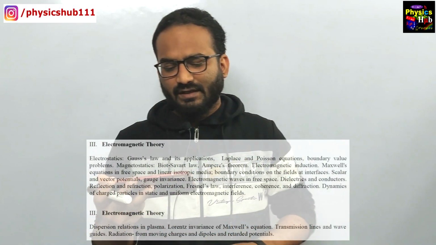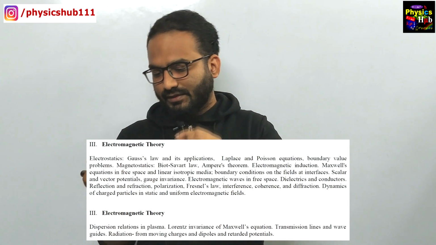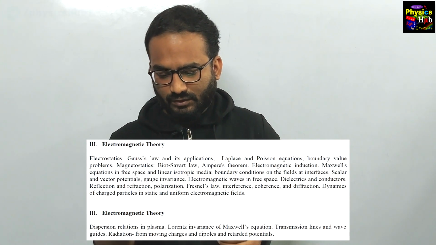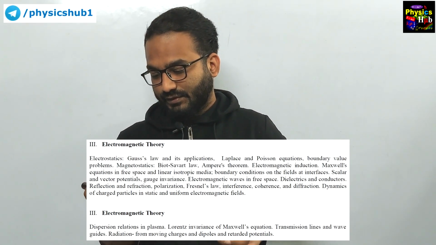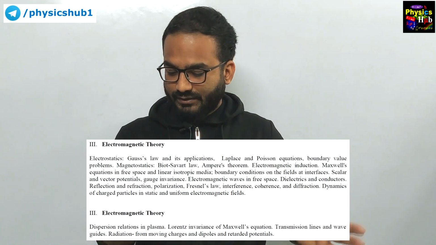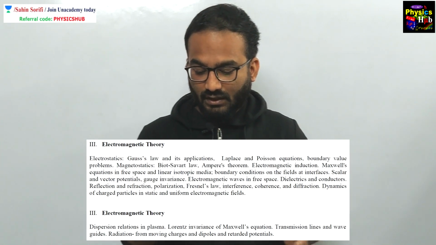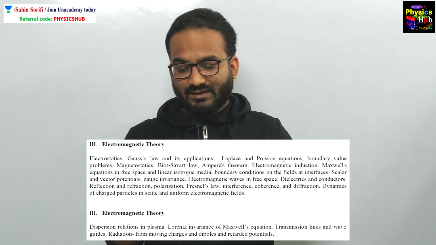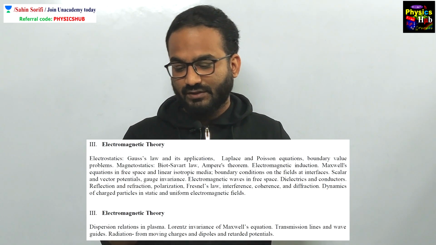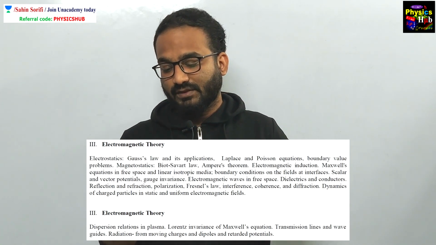Now you can see what is in the core section. Electrostatics starts with Gauss law and its application, then Laplace and Poisson equation, boundary value problems. Then it moves to magnetostatics, Biot-Savart law, Ampere's theorem and many other things, boundary conditions of the fields at interfaces, scalar and vector potential, gauge invariance, electromagnetic waves in free space, dielectrics and conductors, reflection and refraction, polarization, Fresnel's law, interference, diffraction, dynamics of a charged particle in static and uniform electromagnetic fields.